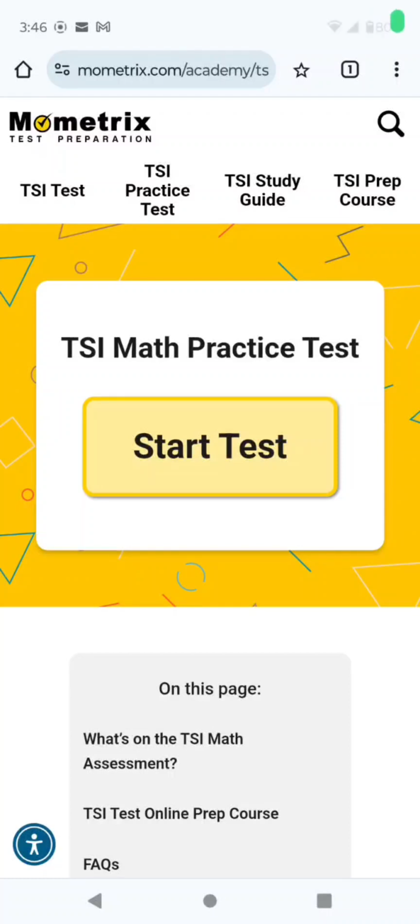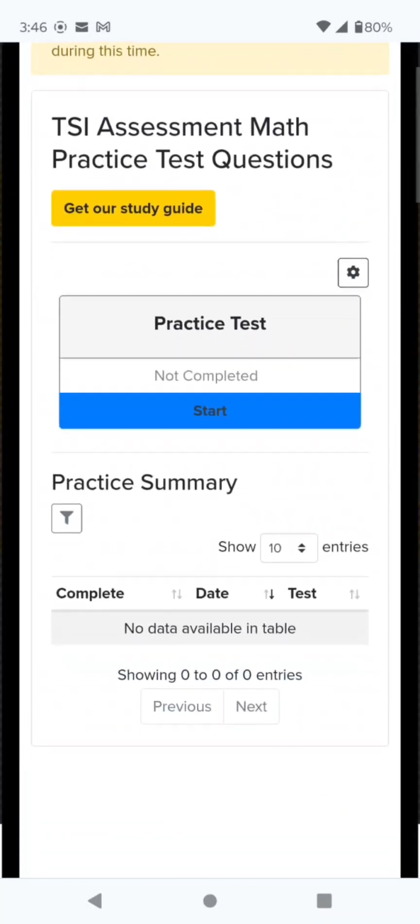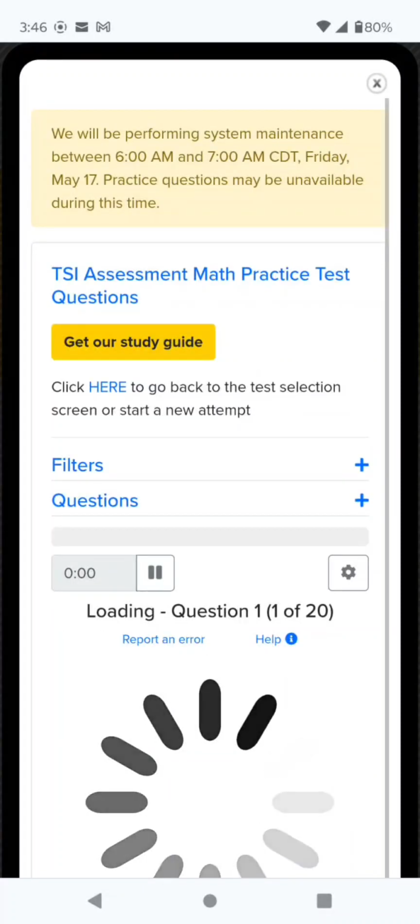TSI math practice. I'm on this website. We're going to start the test, get through all 20 questions, hopefully. All right, here we go. Let's see what they got for us today.